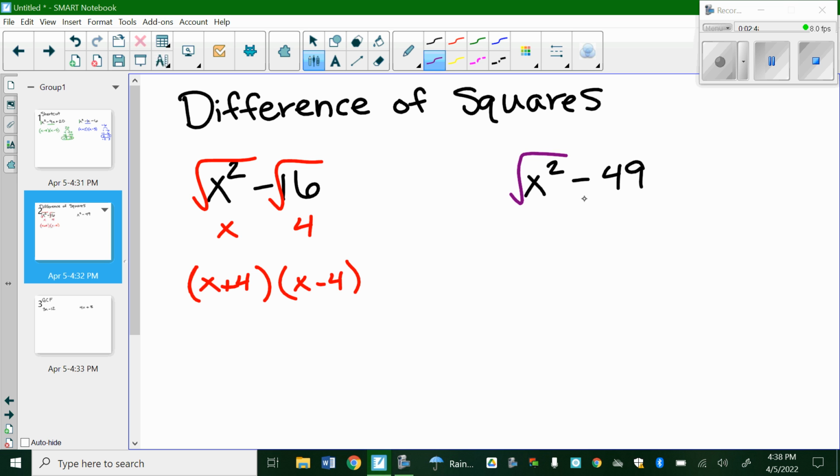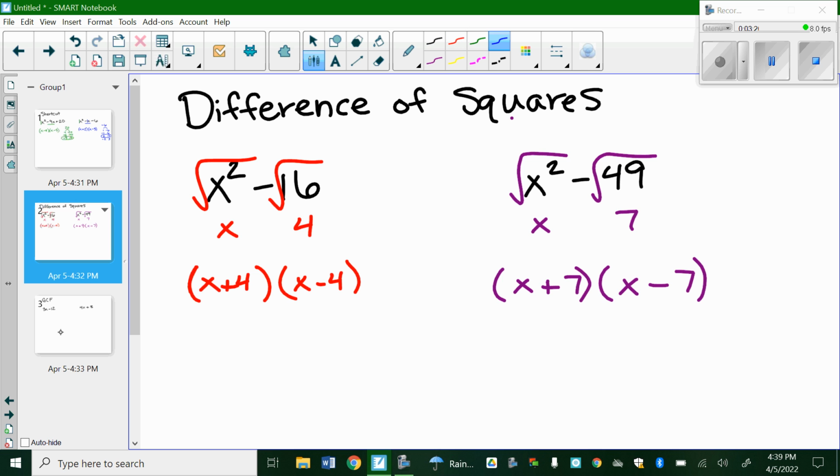I'm going to square root each term. The square root of x squared is x. The square root of 49 is 7. I put it into my factors. And we need 1 plus and 1 minus. Okay, we have to get this subtraction, this negative 16, this negative 49. So to multiply to a negative, you need 1 plus, 1 minus. Common mistake with this is just listing the plus or just listing the minus, not listing both factors. You have to have both factors.